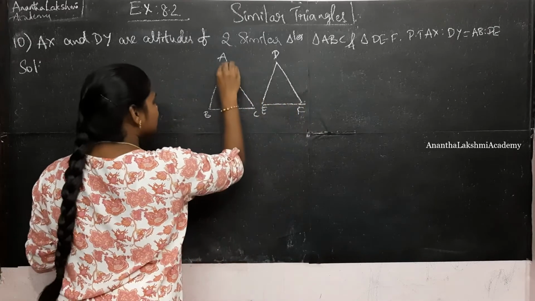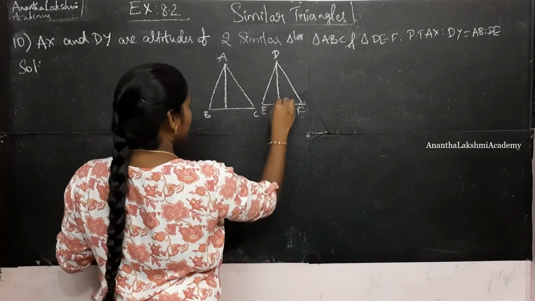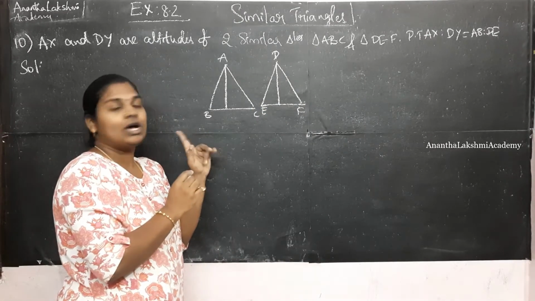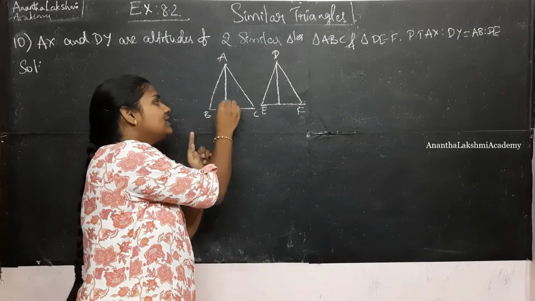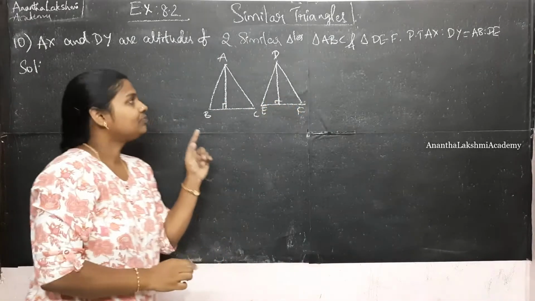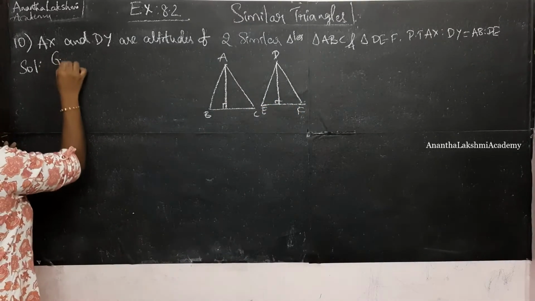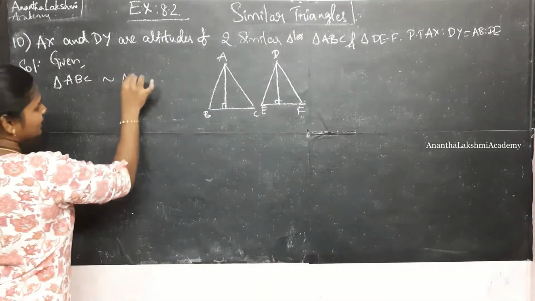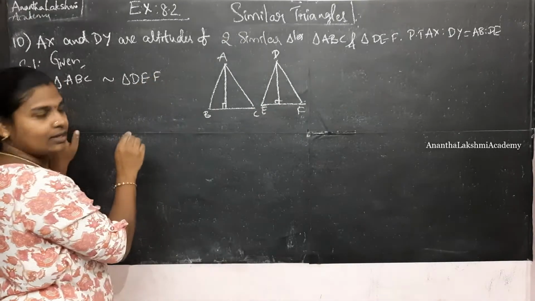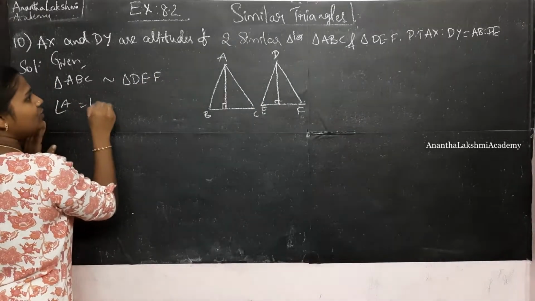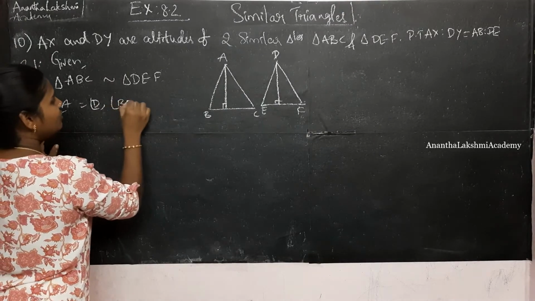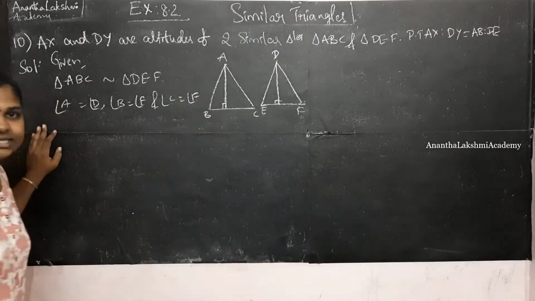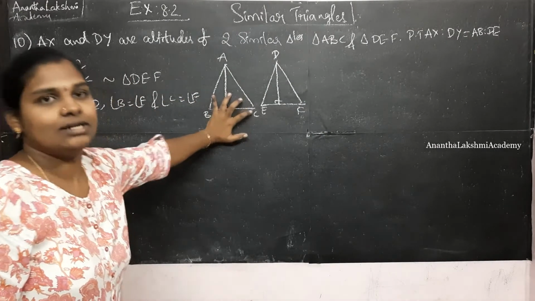Given that AX and DY are altitudes. Altitudes are nothing but the heights. Whenever you draw altitudes, altitudes make 90 degrees with the base. Okay. Given triangle ABC is similar to triangle DEF. That means angle A is equal to angle D, angle B is equal to angle E, and angle C is equal to angle F. Isn't it? When 2 triangles are similar, their angles are equal.